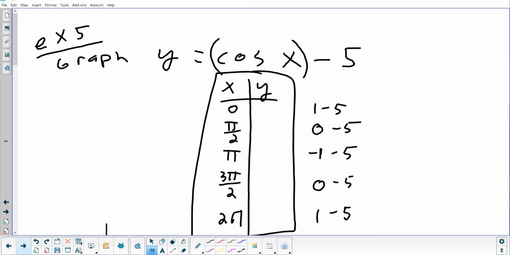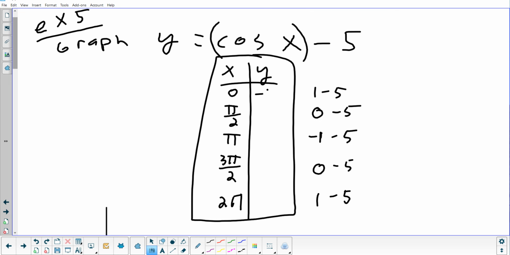Okay, and how about Annika, if I subtract 5 from all of those, what do I get? Negative 4, negative 5, negative 6, negative 5. There you go. So there's your table. And lastly, we just need our sketch.